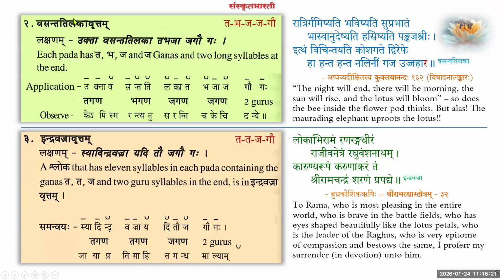Okay. Next, they are teaching us Vasanta Tilaka Vrittam. The Lakshana is: Ukta Vasanta Tilaka Tabhaja Jagaugah. Ta, Bha, Ja, Ja, Ga, Ga. So three, three, three, three, four times three is twelve, plus two more, Guru Guru. That makes 14 aksharas, 14 varnas in a pada.